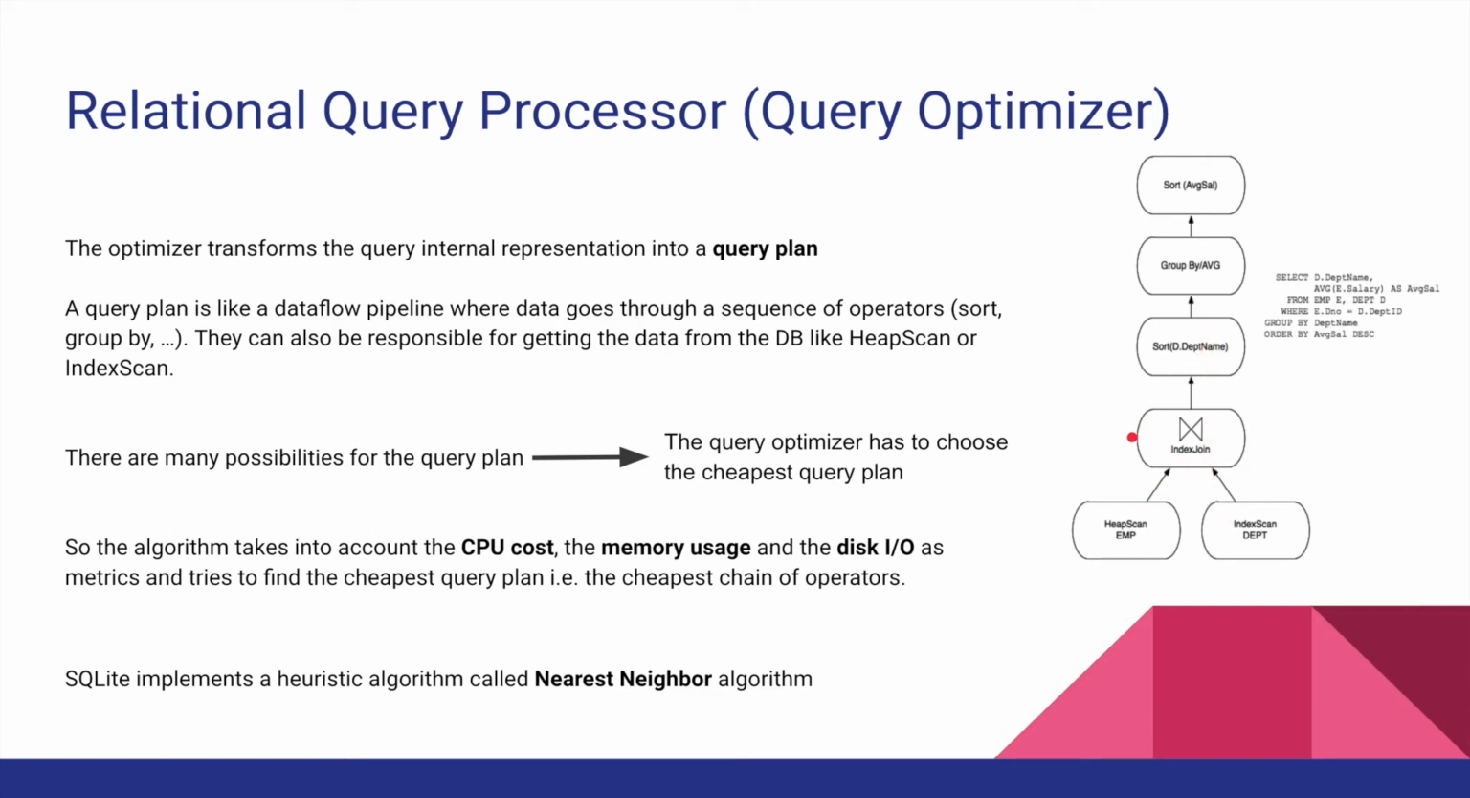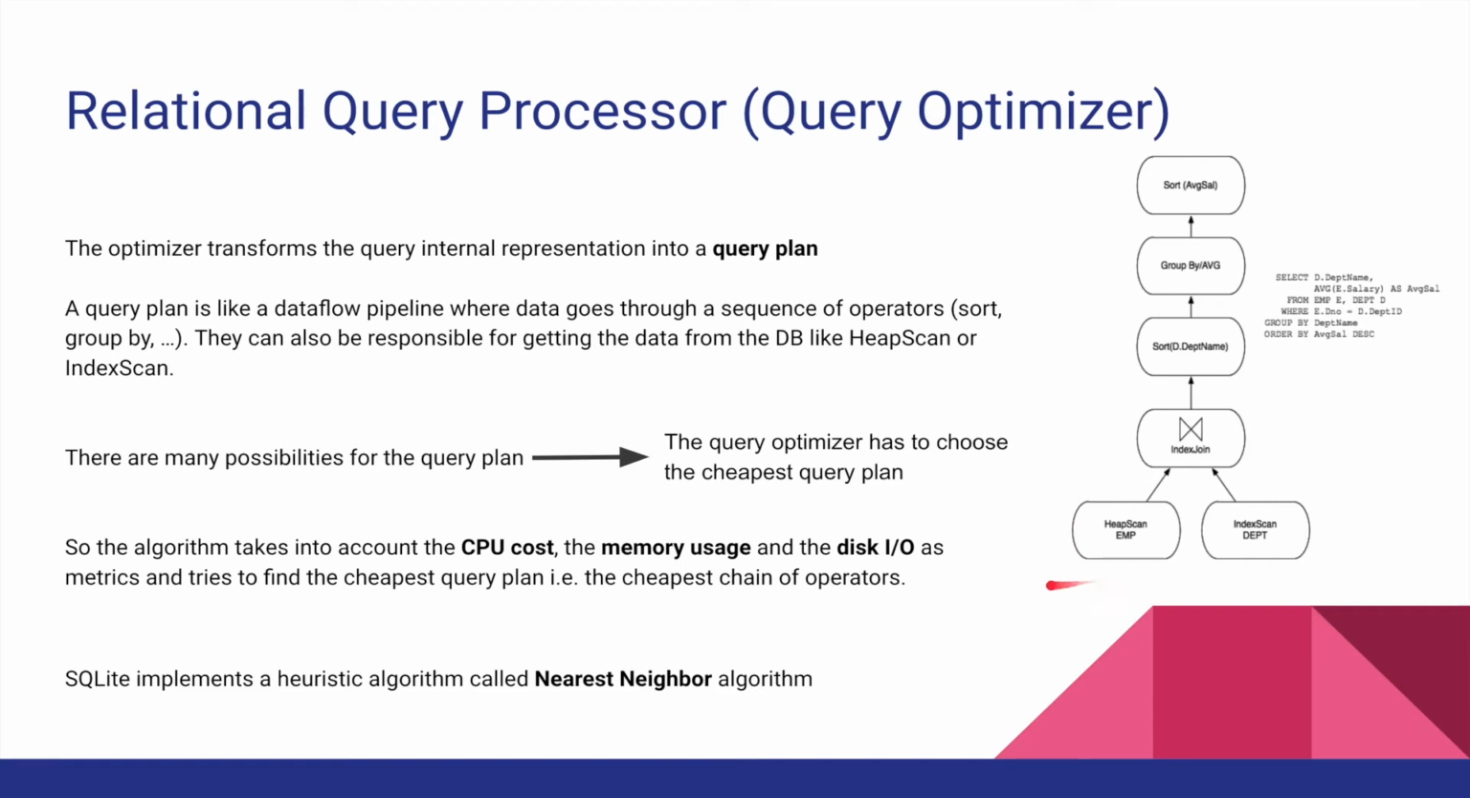There are many different operators. Here we have heap scan and index scan, which are used to get the data. After that you have other ones like group by, sort, or a join. So what I want to say is the query plan here is one of the many possibilities for the query plans of this query. It could have taken other operators to scan, for instance.